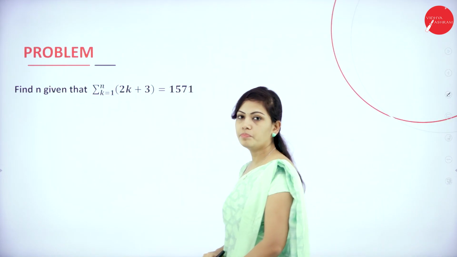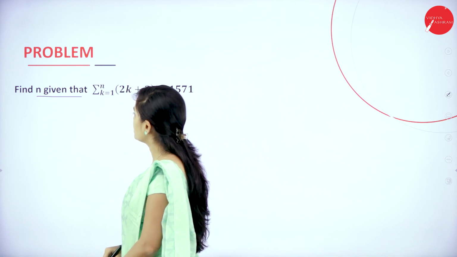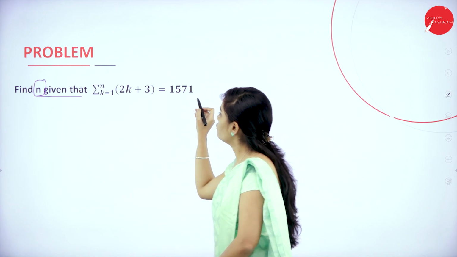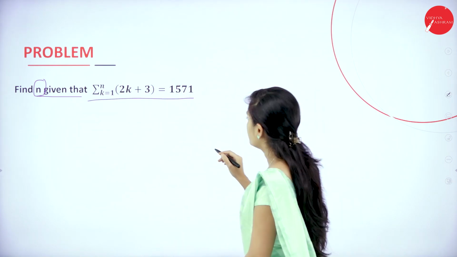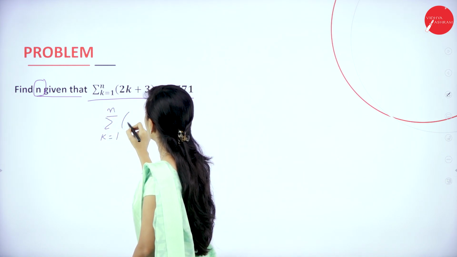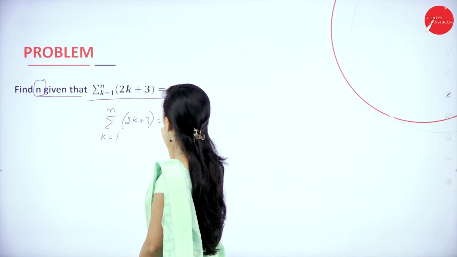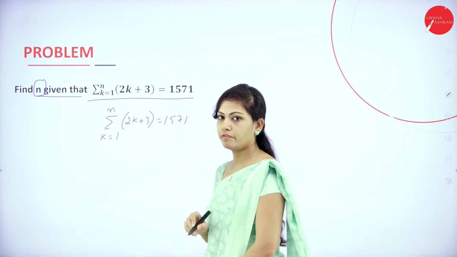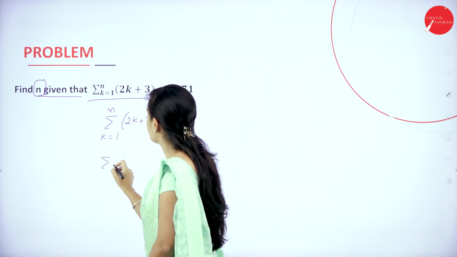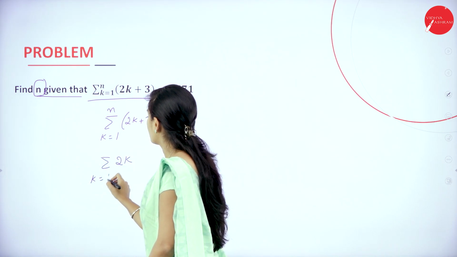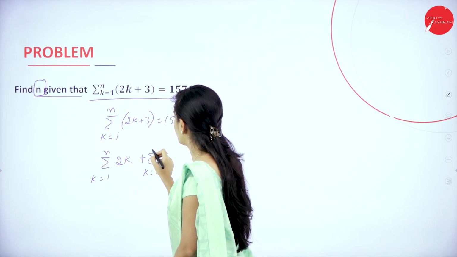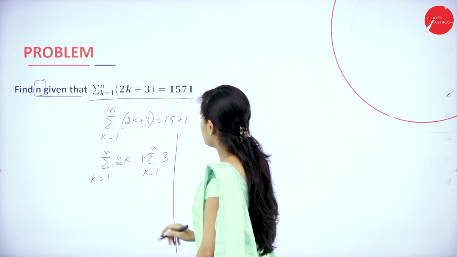And the next problem: find n, given that. Here we have to find the value of n using summation. So here we have LHS and RHS. First write the LHS value: sigma k equals 1 to n, 2k plus 3 is equal to the RHS, which is 1571. So now I will simplify this. We have two terms, so I can split the terms: sigma 2k, k equals 1 to n, plus sigma 3, k equals 1 to n.